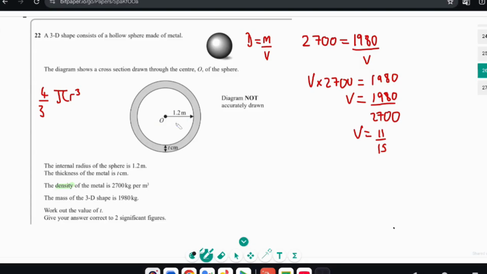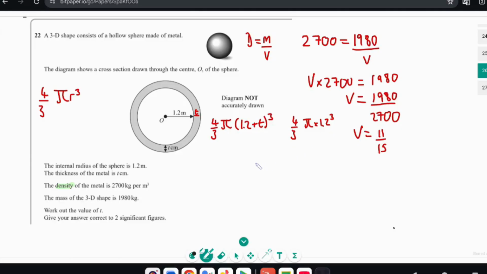So I'm going to work out the volume of the big sphere, which has a radius of 1.2 plus T. So the volume of the big sphere is 4/3 pi r cubed. Now r is 1.2 plus T. Okay, that looks a bit nasty, but let's just leave it as it is now. Now the volume of the hollow sphere is 4/3 times pi times r cubed.